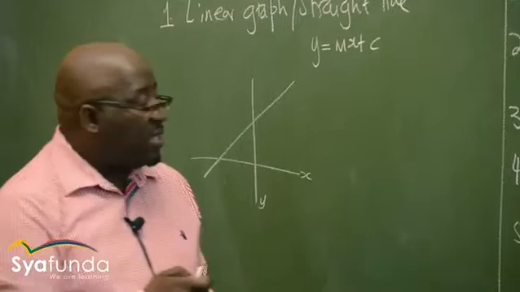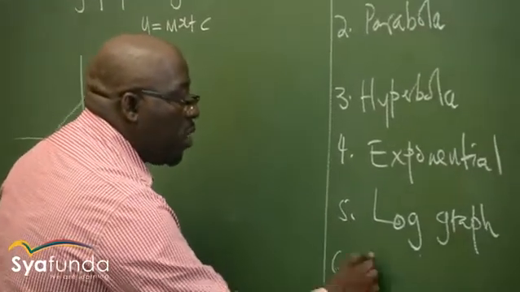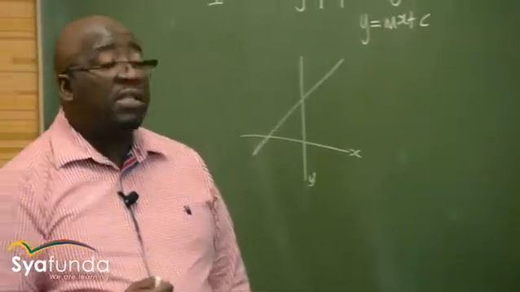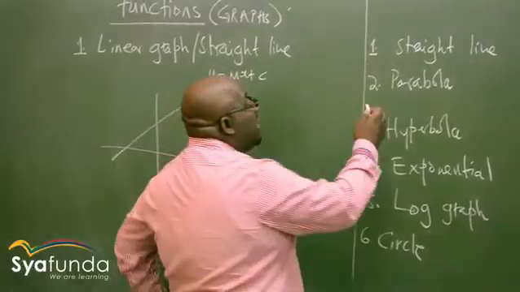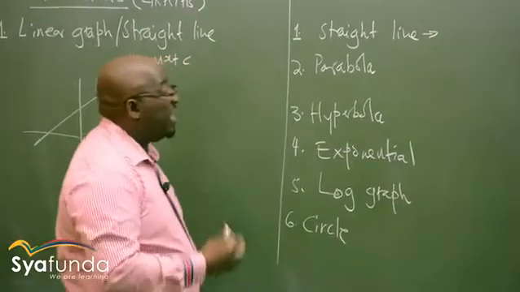I usually add the 6th one. I say 5 plus 1, which is a circle. Though a circle in its own is not a function, but it can be restricted such that it becomes a function. Let's have an idea of this one. This one has got a general formula, like all these graphs have got what we call a general form.